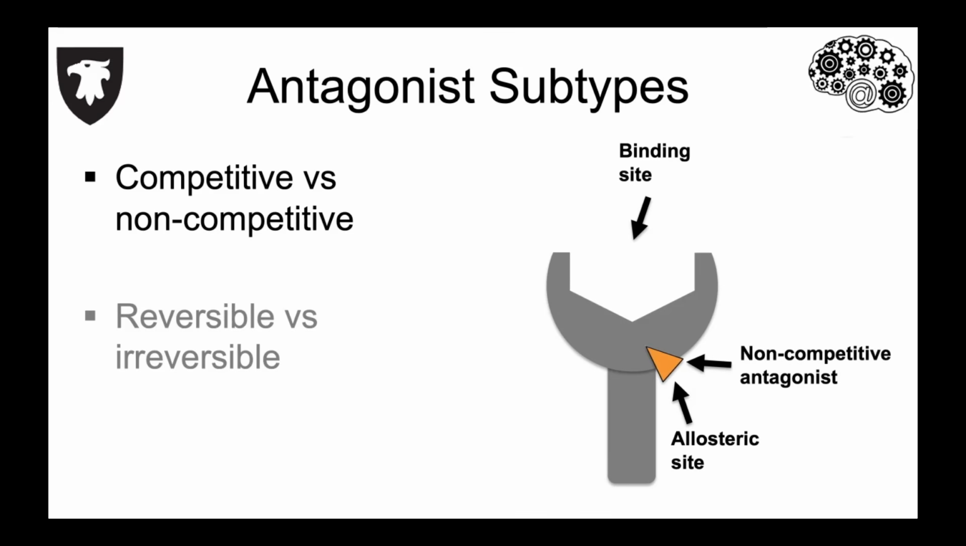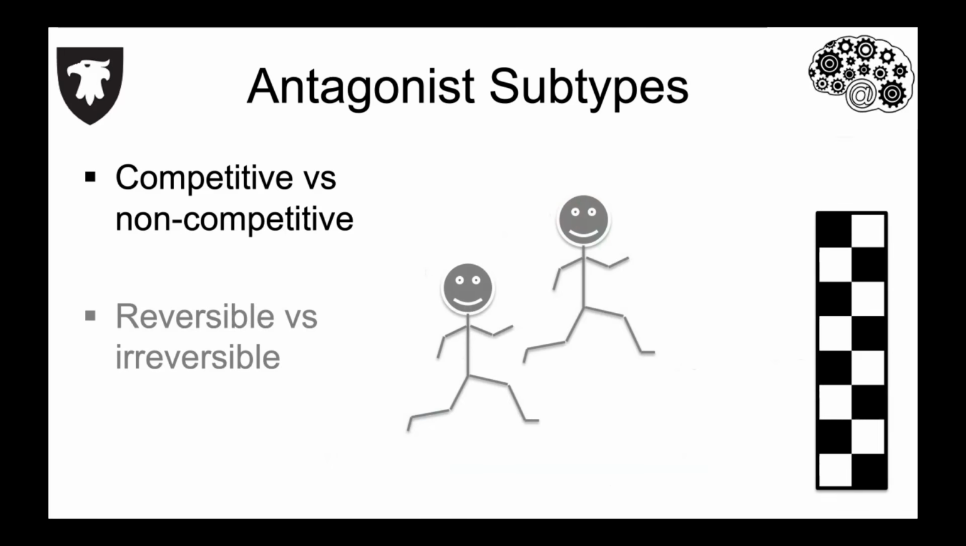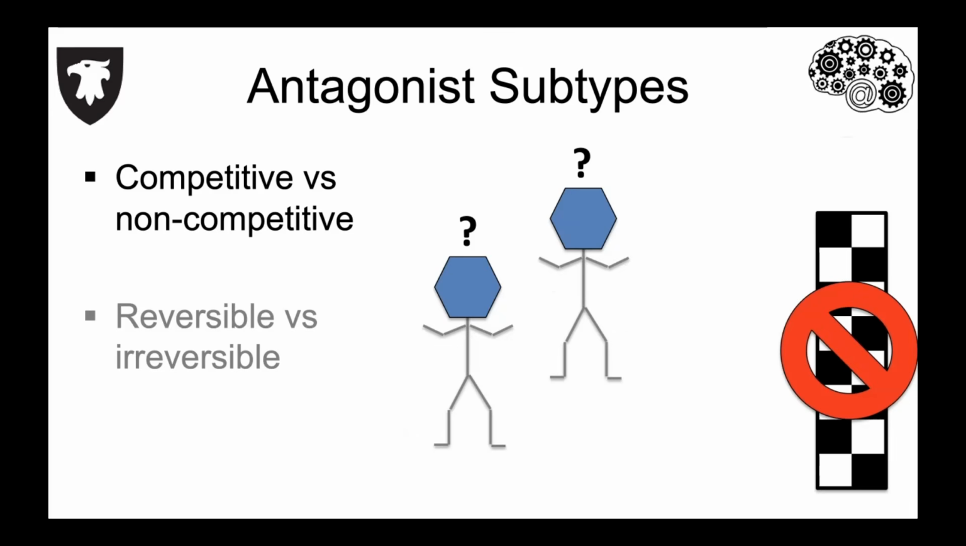When a non-competitive antagonist, such as this orange triangle, binds to the allosteric site, it changes the shape of the neurotransmitter binding site from a hexagon to a square. Our neurotransmitters, which still have 5 or 6 sides, can no longer bind to the receptor, and therefore cannot activate it. If we go back to our example of two runners, this time represented as two neurotransmitters, the antagonist is no longer competing against the neurotransmitter to cross the finish line first, but actually changes the finish line to prevent the neurotransmitter from crossing it.